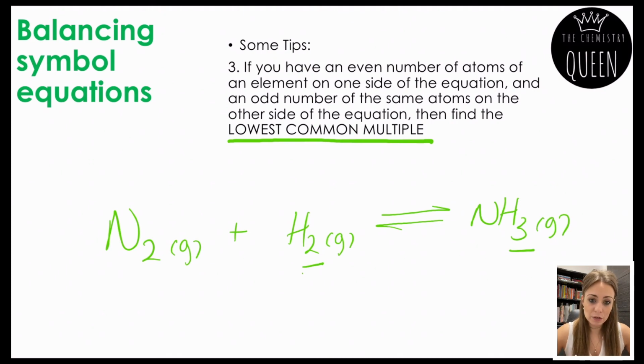So to balance the hydrogens, I can find the lowest common multiple. So the lowest common multiple of 2 and 3 is 6. So if I make 6 hydrogens on either side, they will balance. So to make 6 hydrogens on the left-hand side, I put a 3 in front of the H2 because 3 times 2 gives us 6. And for the NH3, to make 6 hydrogens there, I would need to put a 2 in front of the NH3 because again, 2 times 3 makes 6. The hydrogens are now balanced, and as a result of balancing the hydrogens, I've now also balanced the nitrogens. So I've got 2 nitrogens on the left and 2 nitrogens on the right.